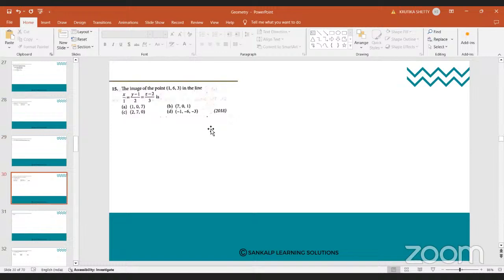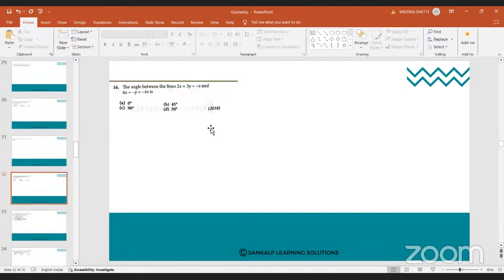Next, they are asking the image of the point 1, 6, 3 in the line. Even this is out of syllabus for you, it is in the deleted syllabus. So we will just discuss this: here you have to calculate the image. 1, 6, 3 is given, and here 1, 2, 3 is given. From the line we need to calculate. Okay, so we'll skip this.